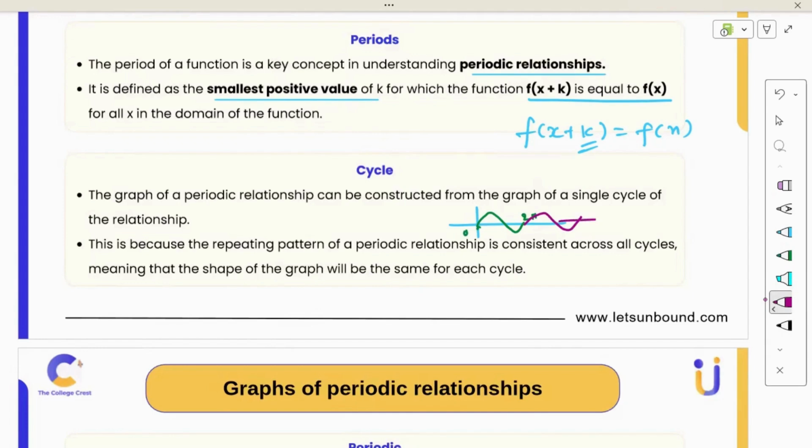You just copy, paste it. And this is the cycle. One cycle and keep on repeating many times. Okay. And this is possible in periodic functions because the periodic function will be consistent across all cycles. It will not change the behavior in different cycles. Right? So that's it.